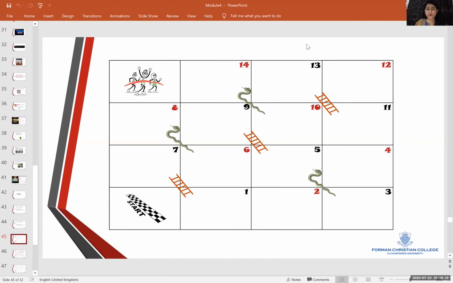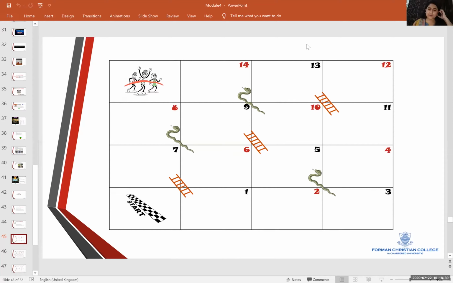This is called Snakes and Ladders, and this is Saap Seedi in Urdu. I don't know if it has another name in any other language. They call it Ludo as well. Is it Ludo? Sir, this is Snakes and Ladders. They call it Ludo as well. I mean, yeah. I don't know.